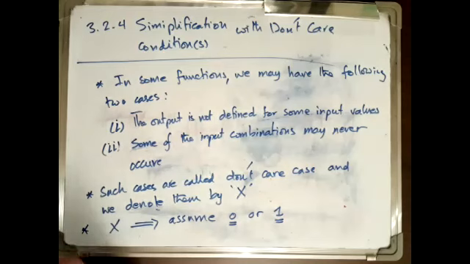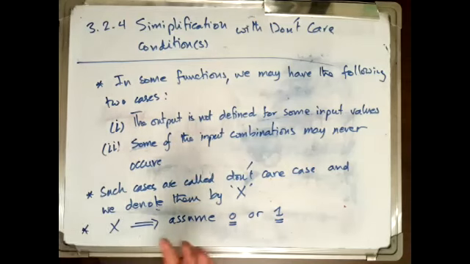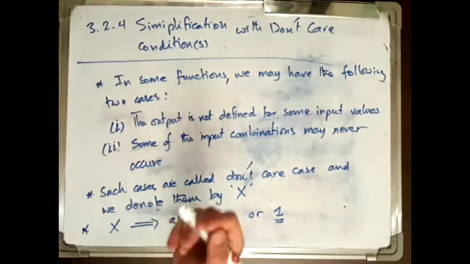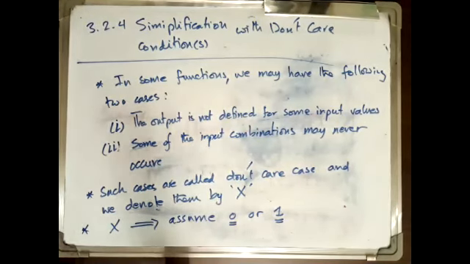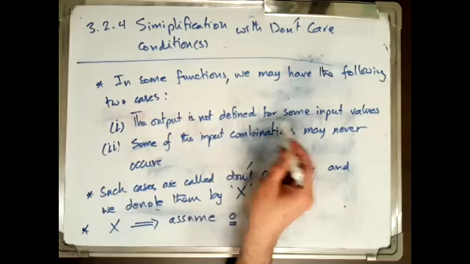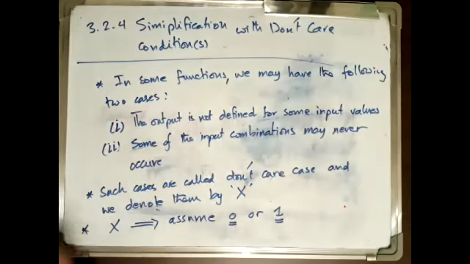But you can use one or more or all the don't cares in order to make your prime implicants larger. And this will become clearer as we show a few examples now. So basically, a don't care condition is not something difficult. When we want to design logic systems, we may encounter one or more of these two cases: the output is not defined for some input, or some of the input values may never occur.